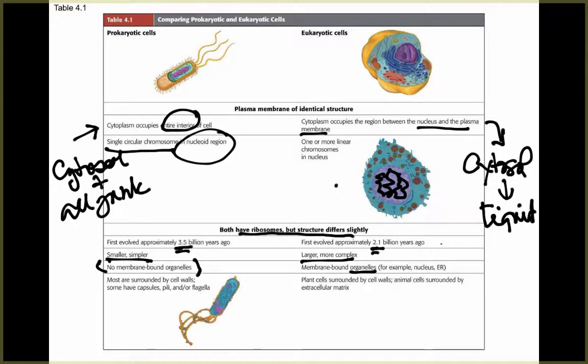And these guys can be surrounded by cell walls. They can have a capsule, pili, and flagella. And only plants have cell walls. Animals are surrounded by extracellular matrix, and they only have a plasma membrane.